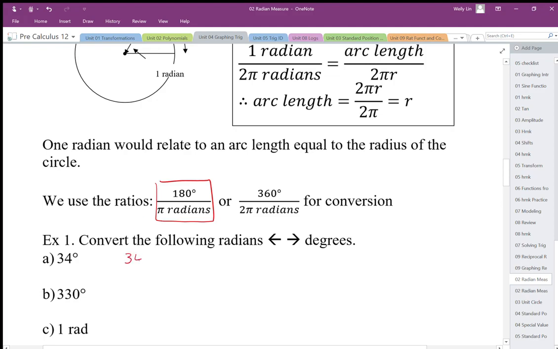So we can set up a ratio if we want: degrees to radians is equal to degrees to radians. Then we can solve for that x. In this case, x equals, I need a calculator here. It's about 0.6 radians if I'm not mistaken. So I cross multiply, I get 34 divided by 180 and then times pi. So it's 0.593. We're just going to round that to 2 decimals. We're going to say that's 0.59 radians.